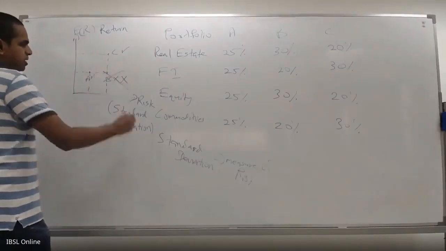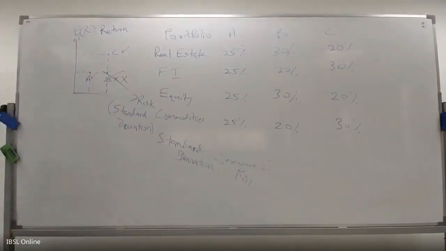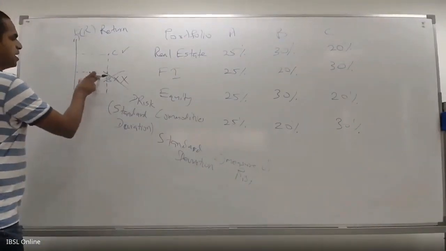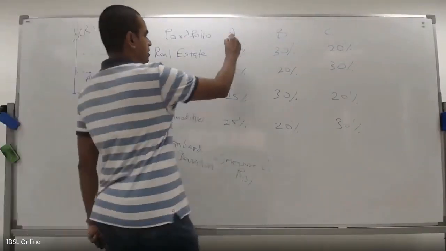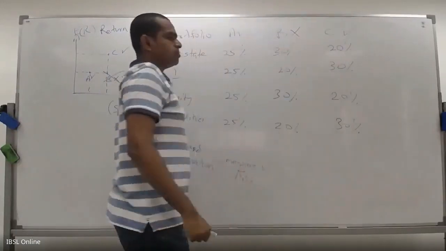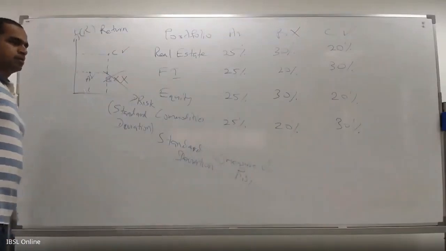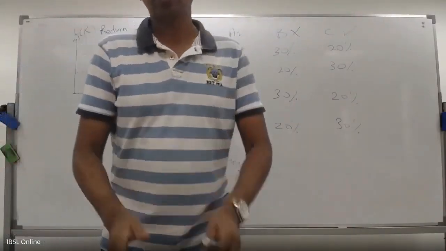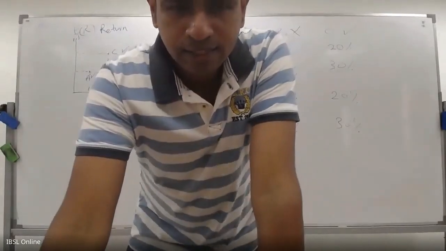And no one wants B. B is nobody's baby. You will either invest in A or C. So it has to be either A or C, not B. B needs to be avoided. So that is risk aversion.